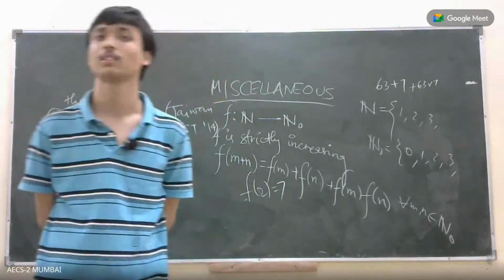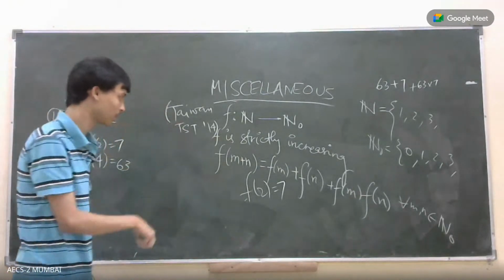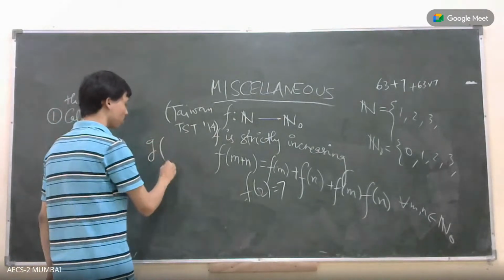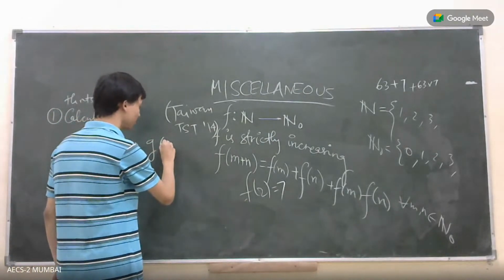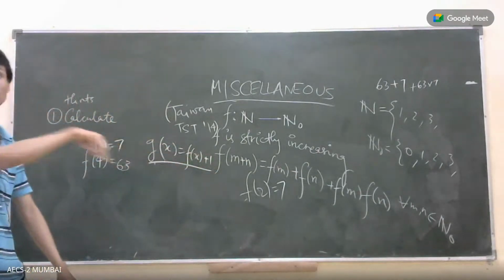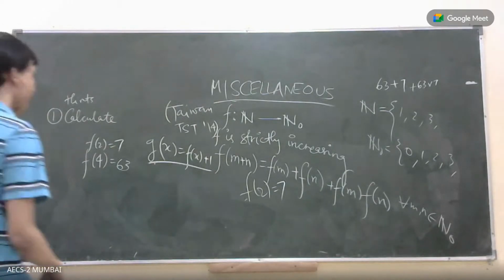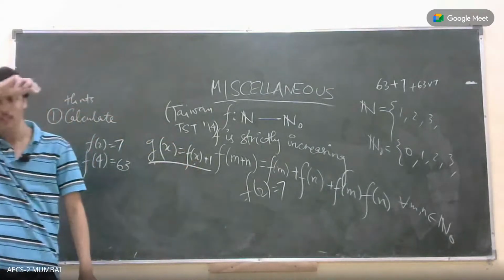No, powers of 2 is not the answer. Okay, I think there's been a lot of confusion. I'll just tell you one thing. Put g of x equal to f of x plus 1. Apply this shift and see what this equation becomes. What do you get?